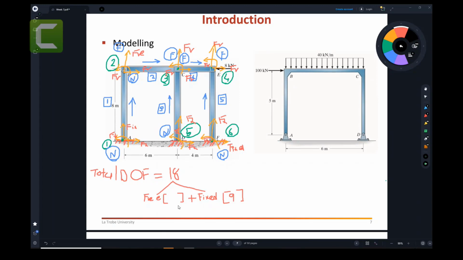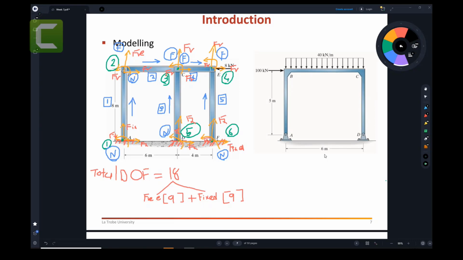And out of another 9 is free. Right. So I hope you understand that. 9 plus 9 is 18. So that is 18 degrees of freedom. And out of 9 and this one. So the numbering that we're going to do will depend on these ones.